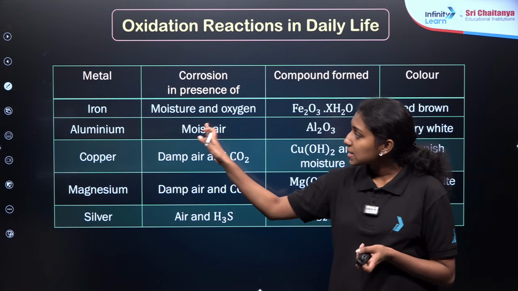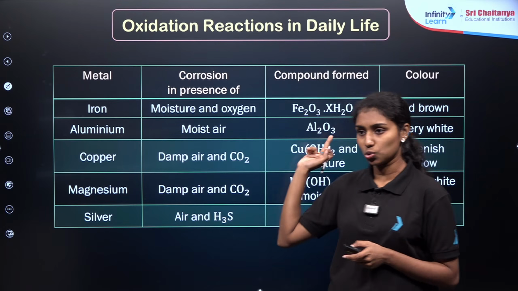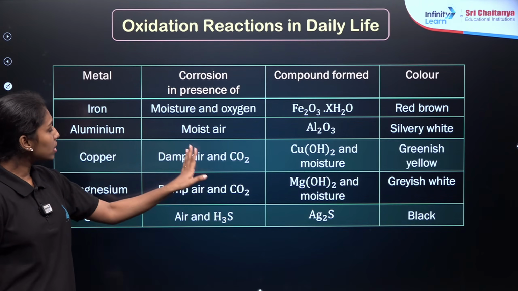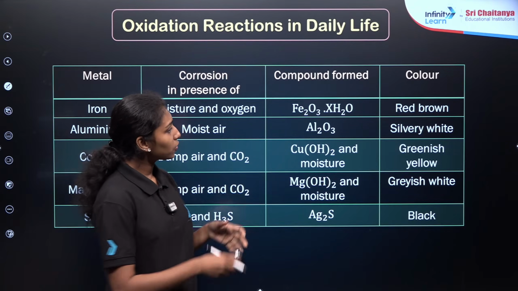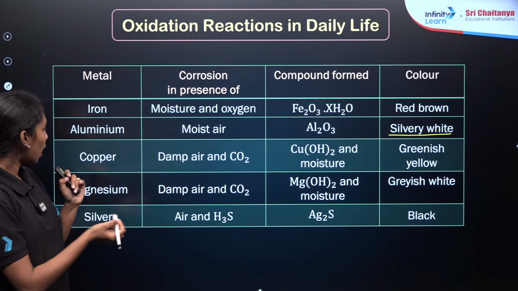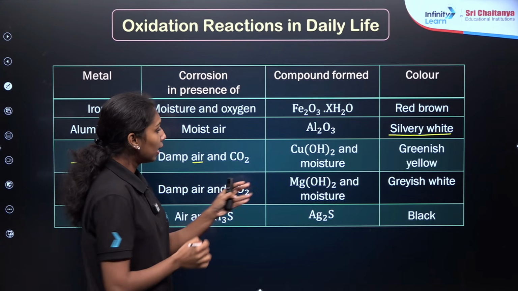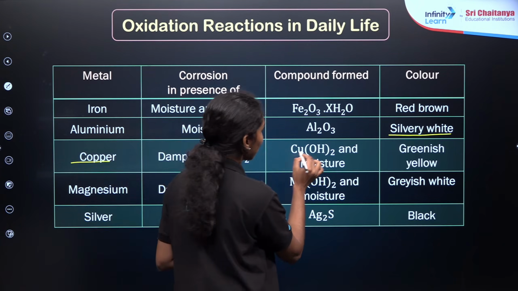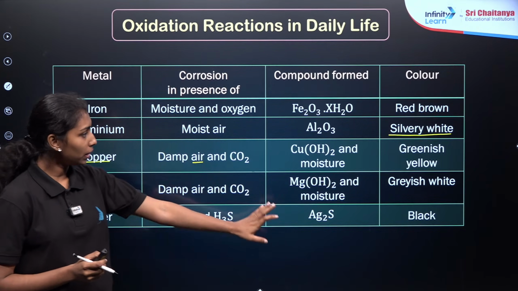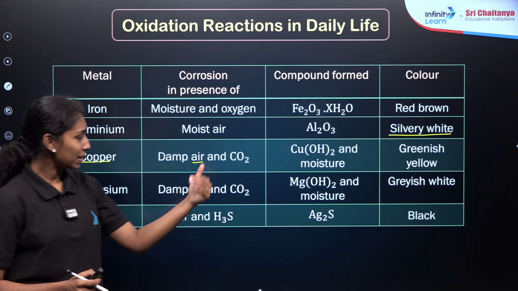Iron corrosion is in the presence of moisture and oxygen. The responsible compound, Fe2O3·XH2O, is responsible for the reddish brown color. Then in the case of aluminum, moisture is reacting to form Al2O3, right? So it will form a silvery white color over there. What about the tarnishing of copper? Damp air and carbon dioxide, simply air, right? Plus Cu(OH)2 and moisture will be the compound responsible for the tarnishing of copper. It shows a greenish yellow or greenish blue color there.